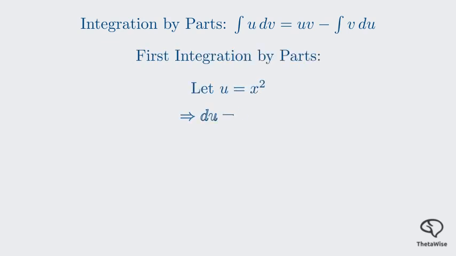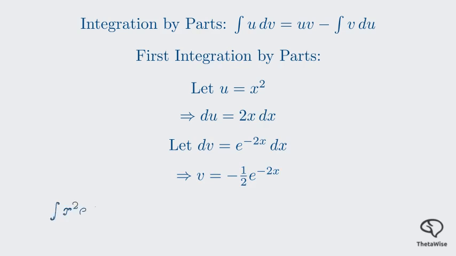Then we find the derivative, du, which is 2x dx. We set dv equal to the rest of the integral, e to the negative 2x dx. To find v, we integrate dv. The integral of e to the negative 2x is negative 1/2 e to the negative 2x. Now we substitute these into our integration by parts formula.